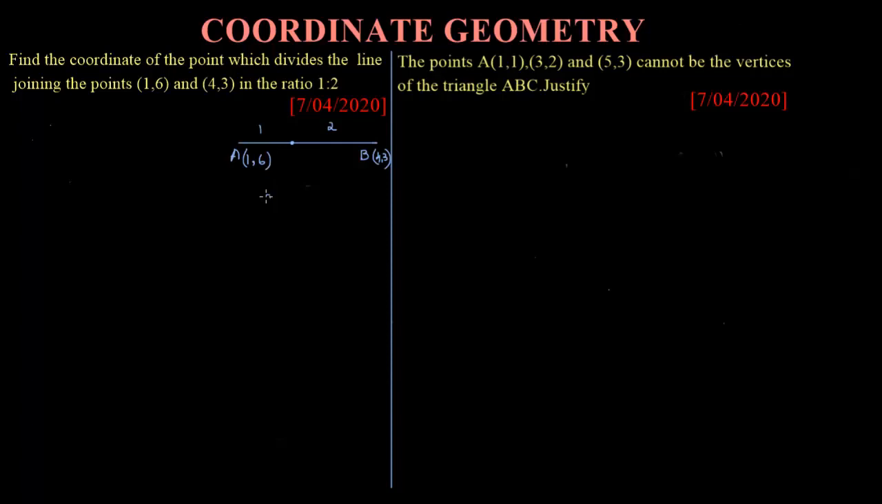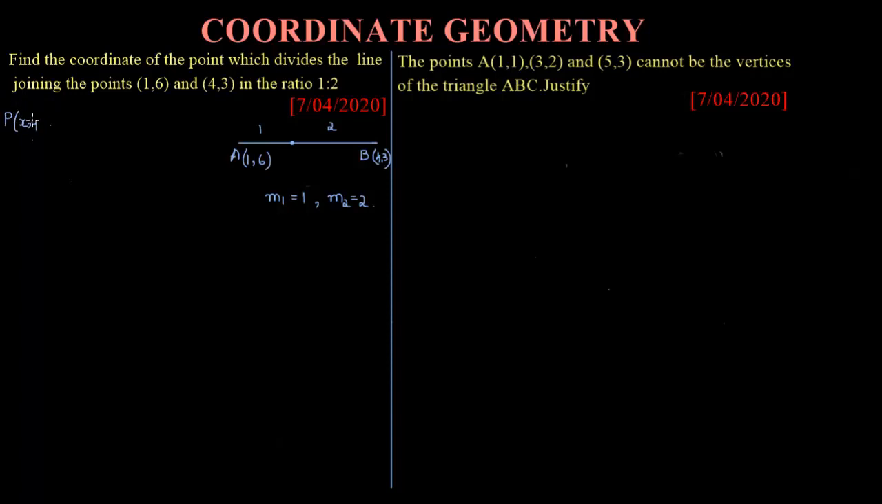So let me just write the data. m1 is equal to 1 and m2 is equal to 2. How do we find the coordinate of that point? By using the section formula, because this line has been divided into 2 parts or 2 sections. So let us use the section formula.